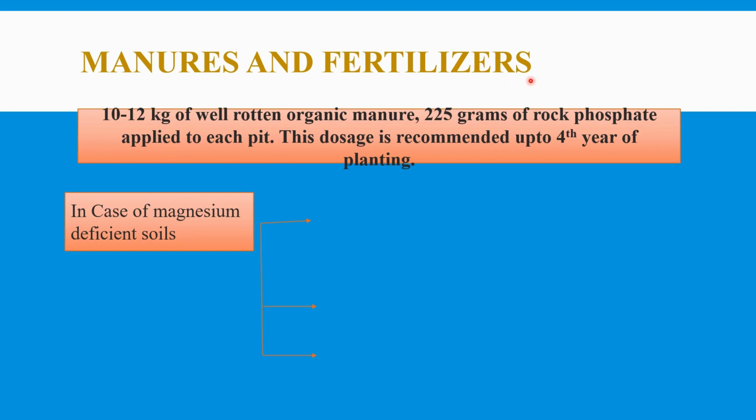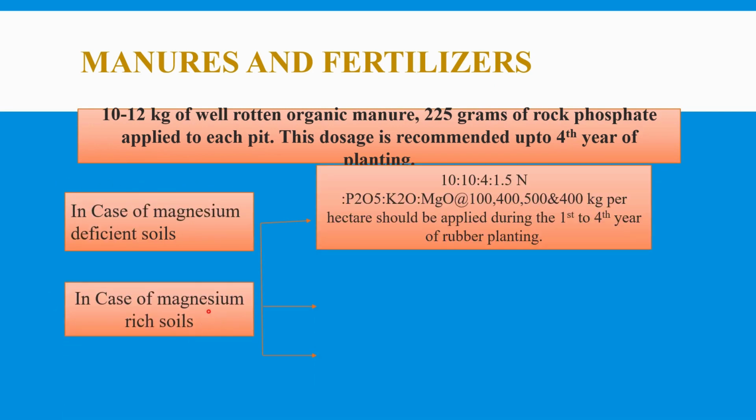In the manures and fertilizers of the rubber plantation, if we see the soils, there will be two cases. First one is magnesium deficient soils and second one is magnesium rich soils. In magnesium deficient soils, we should apply manures in the updated format like this: 10:10:4:1.5 nitrogen, phosphorus, potassium, magnesium, at the rate of 100, 400, 500 and 400 kg per hectare, applied during the first year to 4th year of the rubber plantation in the case of magnesium deficient soils.